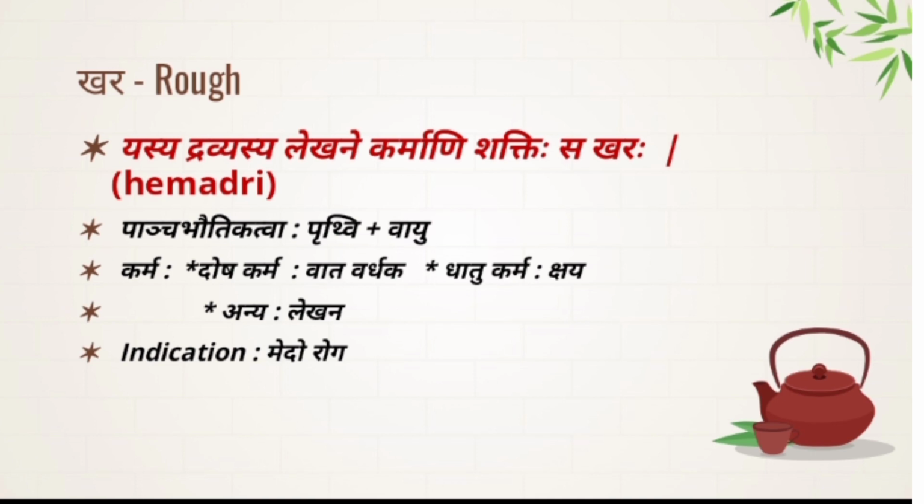So what is the pancha bhautikatva? Prithvi and vayu mahabhuta. What karma does it do? Dosha karma is vata vardhaka, dhatu karma is dhatu kshaya karaka, and anya karma like lekhana is nothing but scraping, indicated in medoroga. Any kind of medoroga and arbuda, granthi, there will be a formation of nodules. In that condition we need to prescribe the khara guna yukta dravyas.